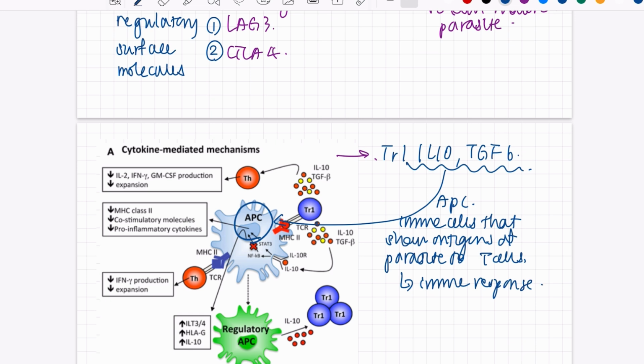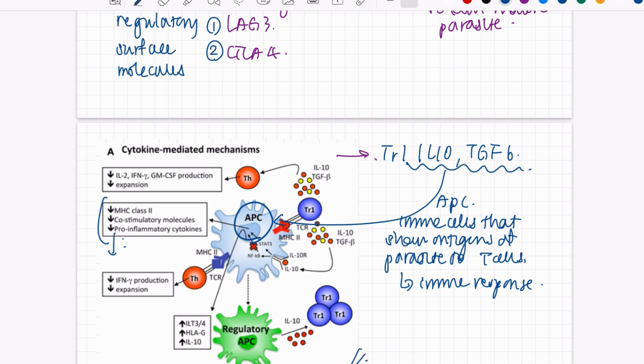So by down-regulating APC activity, these type 1 regulatory T cells decrease the expression of MHC class II molecules and other co-stimulatory signals that are needed to fully activate these T cells. As a result, we have fewer inflammatory molecules such as IL-2, IFN gamma, or GM-CSF that are produced, and this essentially just keeps inflammation under control.